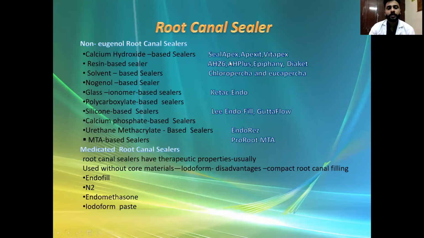Under non-eugenol, we have calcium hydroxide based root canal sealers, resin based root canal sealers, solvent based root canal sealers, and non-eugenol based sealers: glass ionomer, polycarboxylate, silicon based, calcium phosphate based, urethane methacrylate based sealers, and NTA based sealers. Medicated root canal sealers have therapeutic properties, and under that we have Endofill, N2, Endomethasone and iodoform paste.